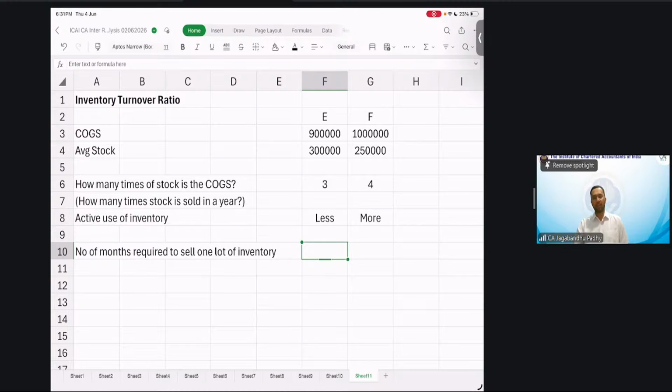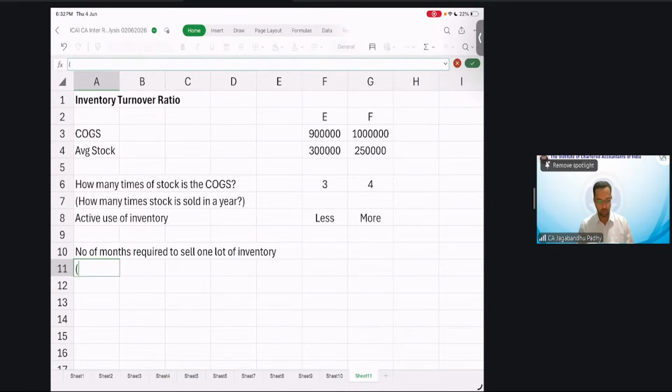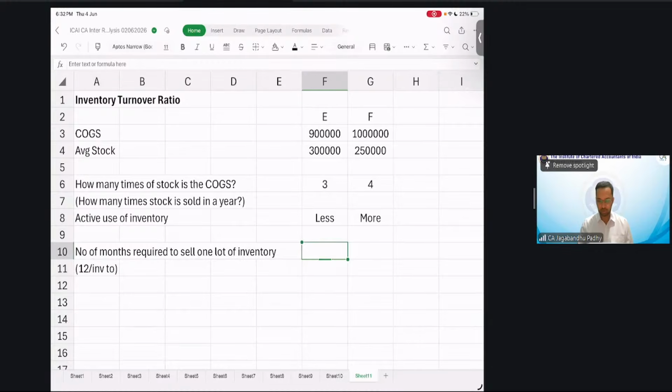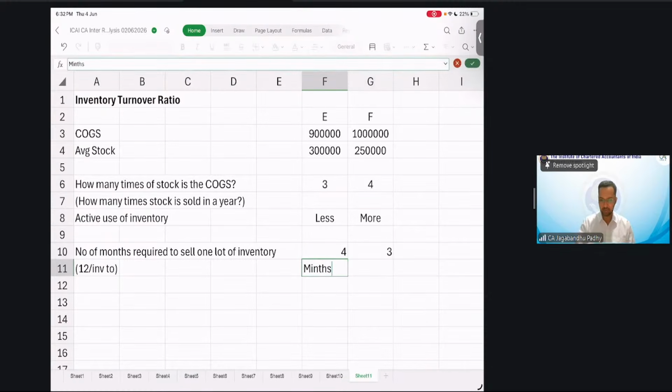Well, when it comes to company E, in a year you're selling 3 times. In 1 year, you're selling 3 times, right? So every four months, can I say the inventory is being sold? So the number of months required to sell is 12 divided by the inventory turnover number, which is 3. And here we have this as the months.